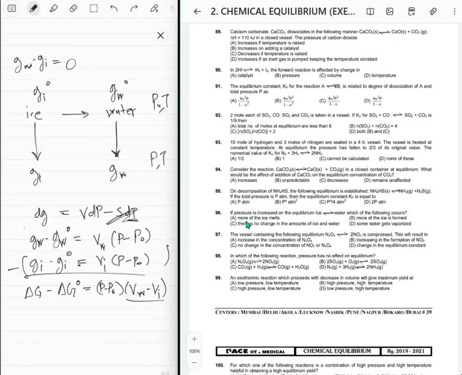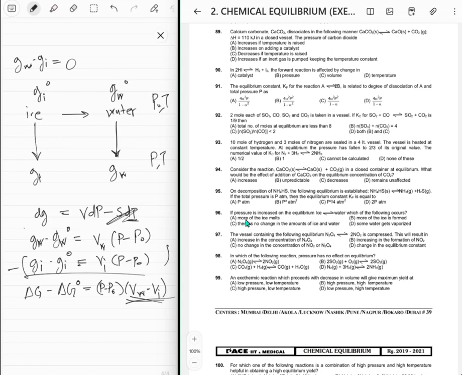It was question number 96. If pressure is increased on the equilibrium ice to water, which of the following occurs? For ice to water, you know that water has this anomalous property that the molar volume of ice is more than the molar volume of water, which is very weird, but that's how it is. So what that means is that this thing is negative.